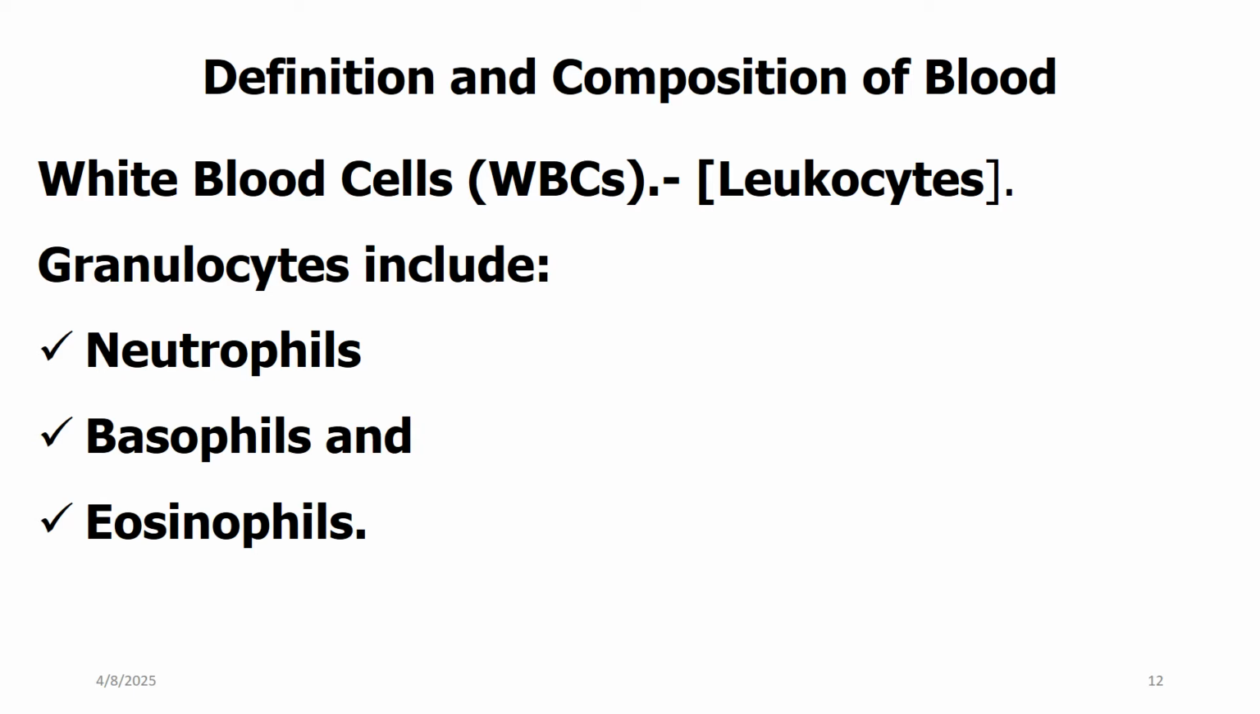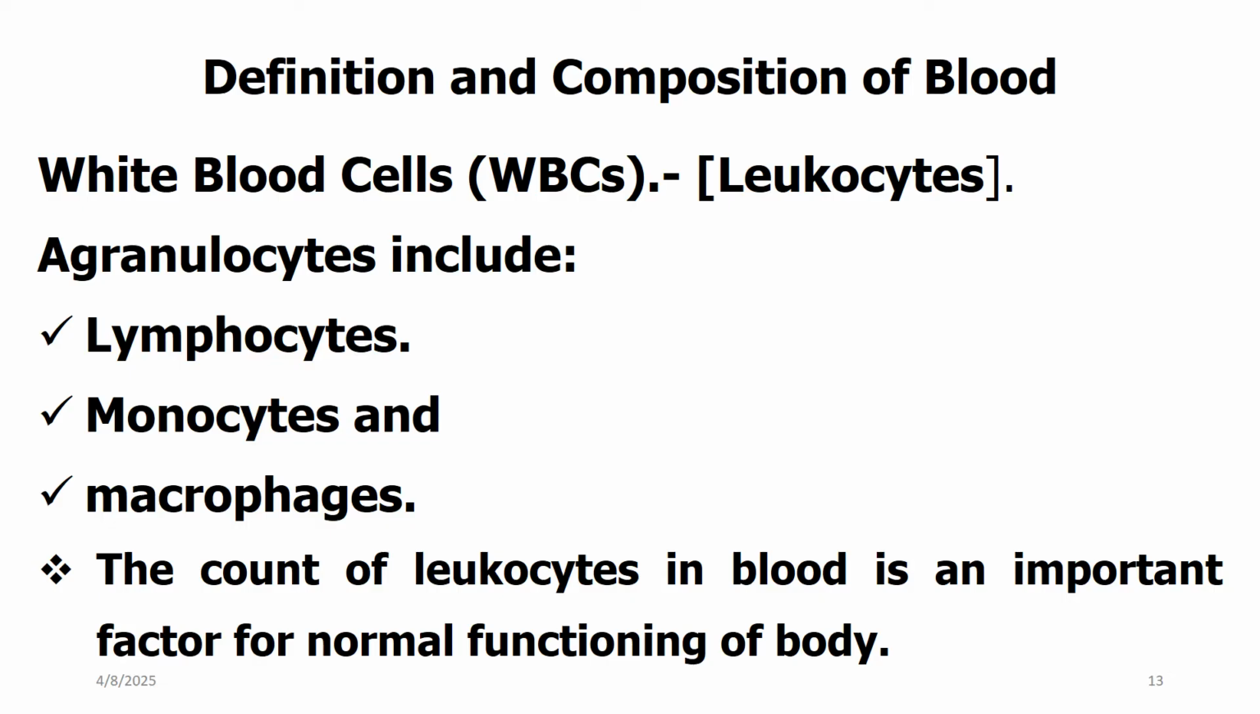Now, still on the leukocytes. First of all, let's look at the granulocytes. What are they? They are the neutrophils, basophils, and eosinophils. These are the subgroup of granulocytes. The agranulocytes are lymphocytes, monocytes, and macrophages.